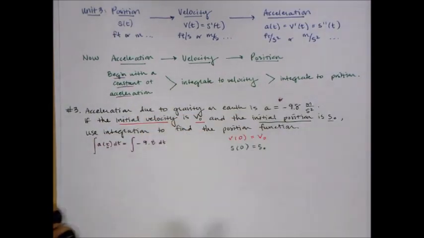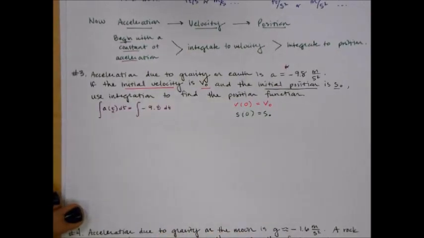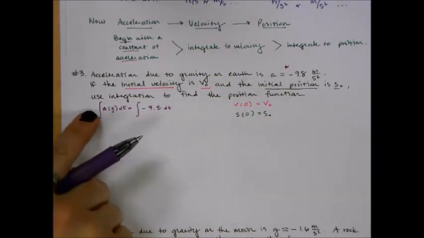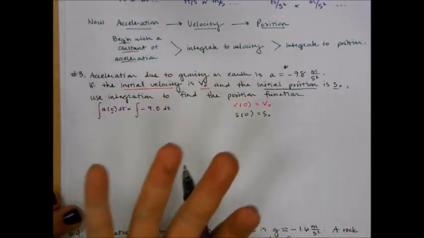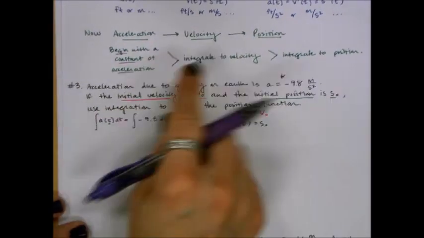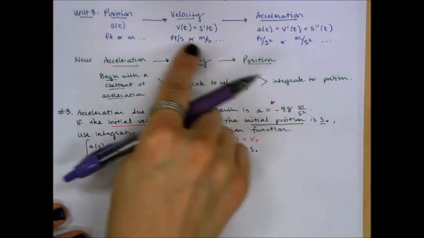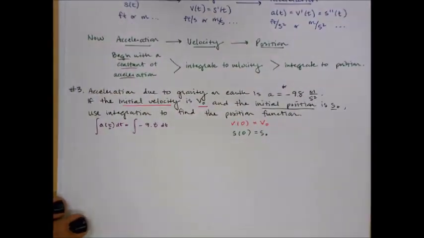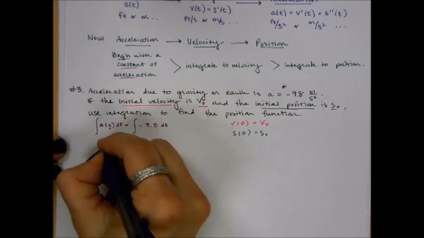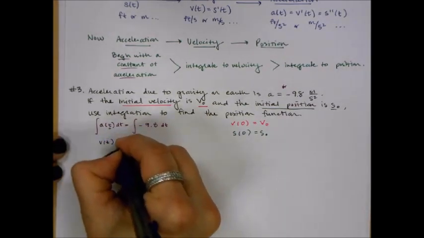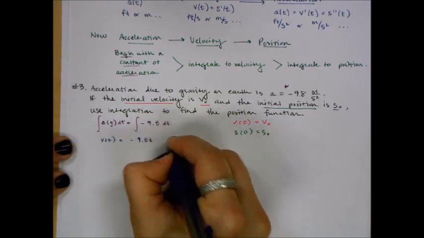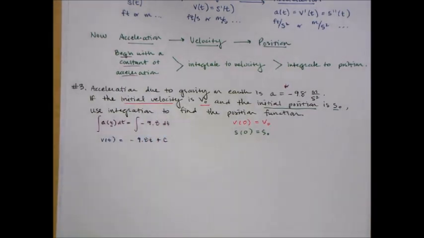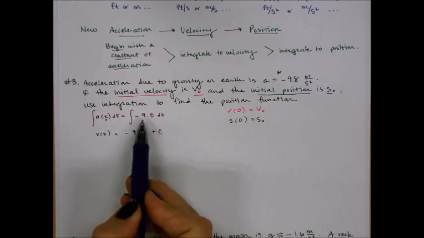So on the left side, all you're doing is integrating, you're just integrating the name of the function really. So going from a of t back is going to get me to v of t. So this is v of t is equal to negative 9.8t plus c. So we just integrated. This is just my coefficient, so I add on the variable, and then I add on my plus c.